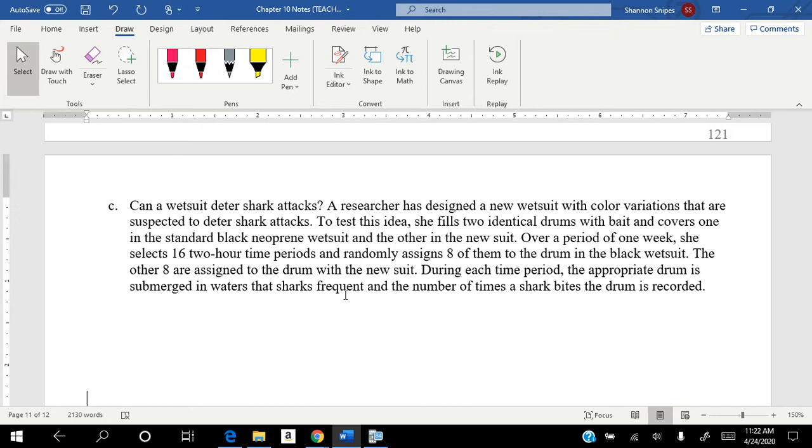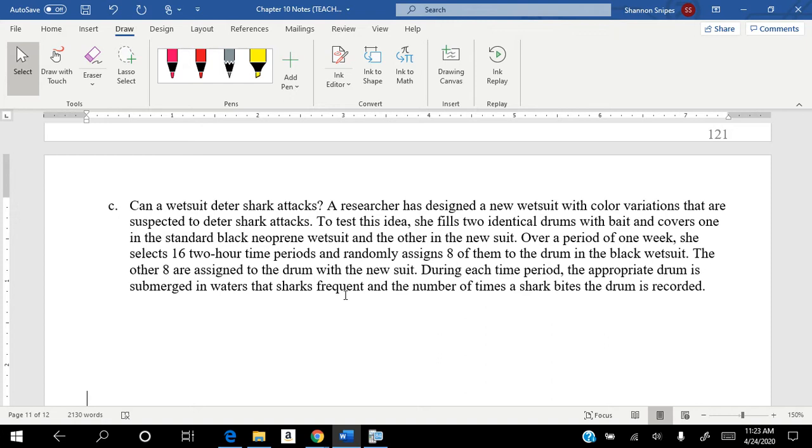During each time period, the appropriate drum is submerged in waters that sharks frequent, and the number of times a shark bites the drum is recorded. Please press pause. Think about this. Is this an example of paired data or 2 samples of data?